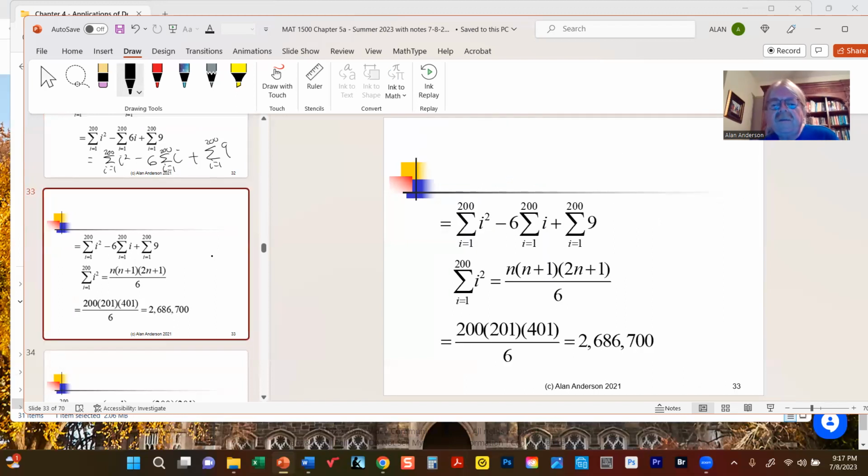So this is a quick reminder that the sum of i squared equals n times (n plus 1) times (2n plus 1) over 6. So because we're going from 1 to 200, we have 200 times 201 times 401 over 6, which leaves us with 2,686,700.